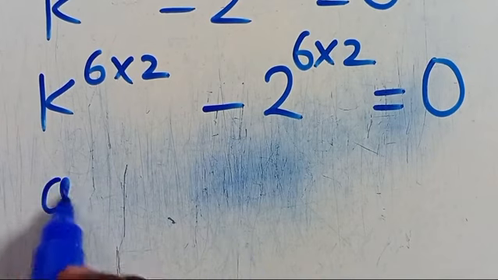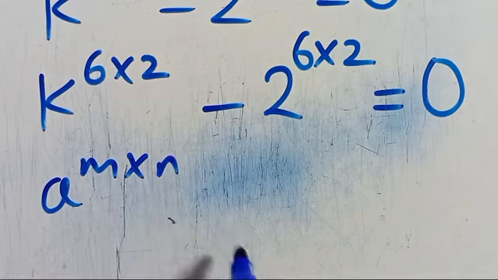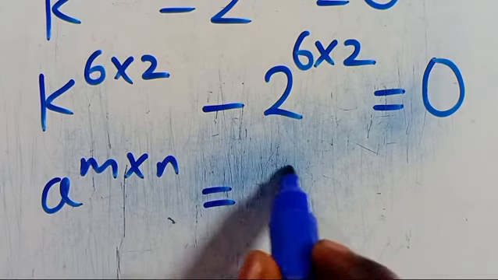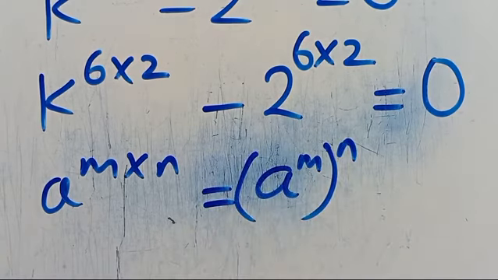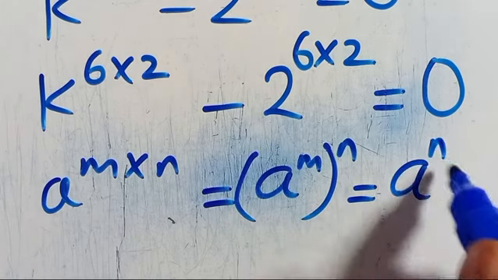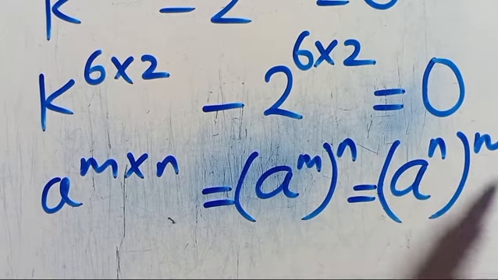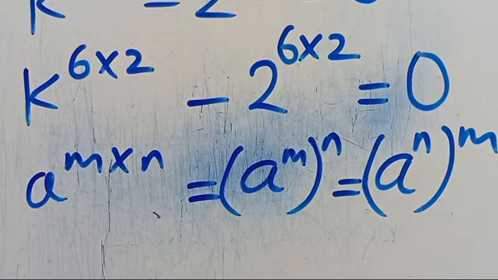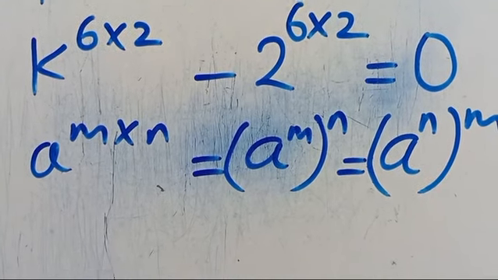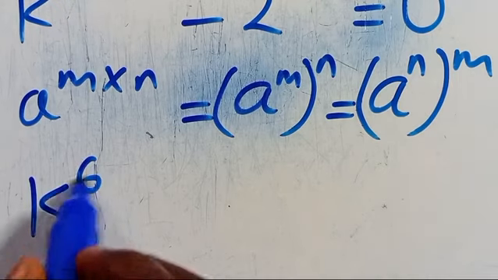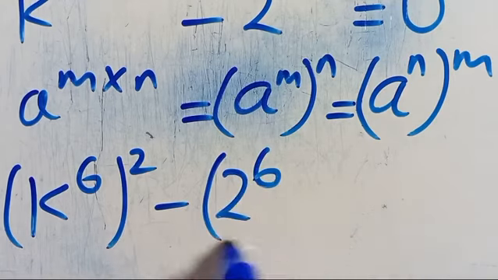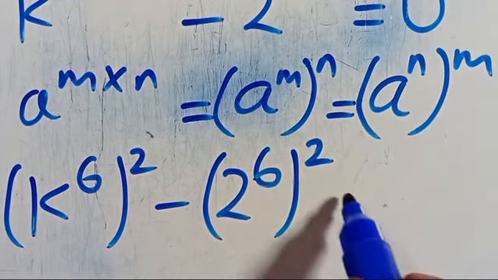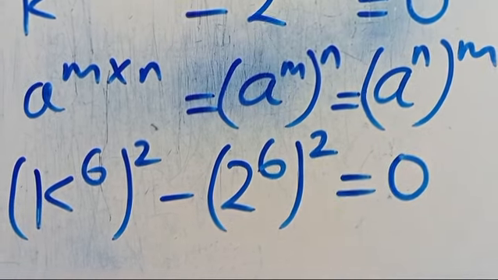So when we have a to the power of m times n, this will be equal to a to the power of m in parentheses to the power of n, and this can also be simplified as a to the power of n in parentheses to the power of m. So when we apply it here, we have k to the power of 6 in parentheses to the power of 2 minus 2 to the power of 6 in parentheses to the power of 2. Then this will be equal 0.